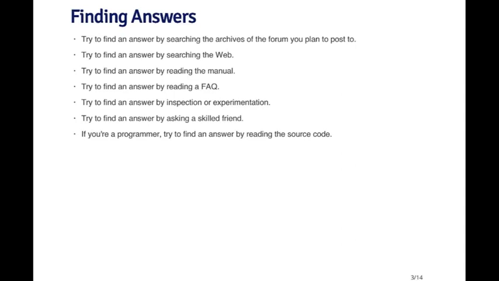Another thing that you might want to try before venturing out to ask people for the answer is to play around with the problem and try to find the answer by inspection or experimentation. So maybe if you have a function that's not working right, change the inputs and see if the outputs change or if the error message changes. If you're lucky enough to have a skilled friend who knows something about R, you can ask them personally, and it's usually easier to ask a person on a one-on-one basis than to email a group of people in a forum. Furthermore, and lastly, if you're a programmer, you may be able to find the answers you're looking for by reading the source code.